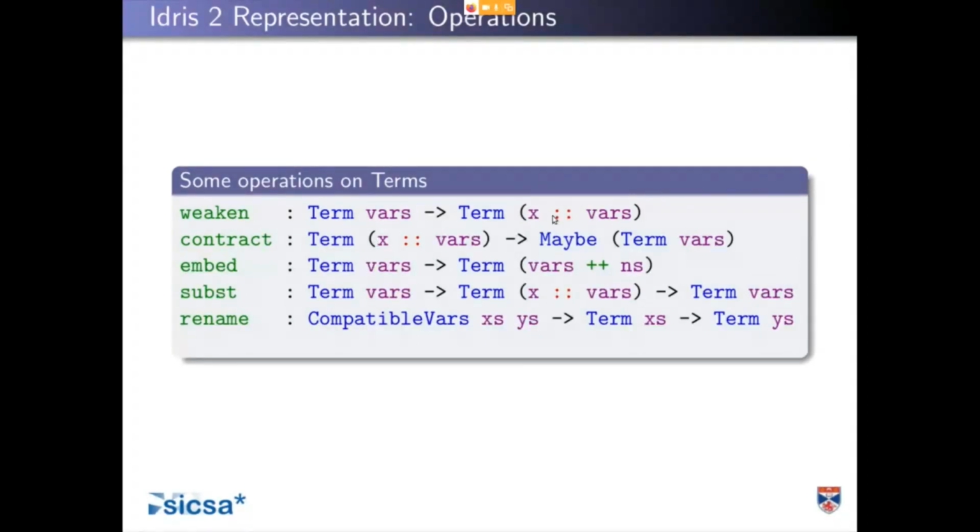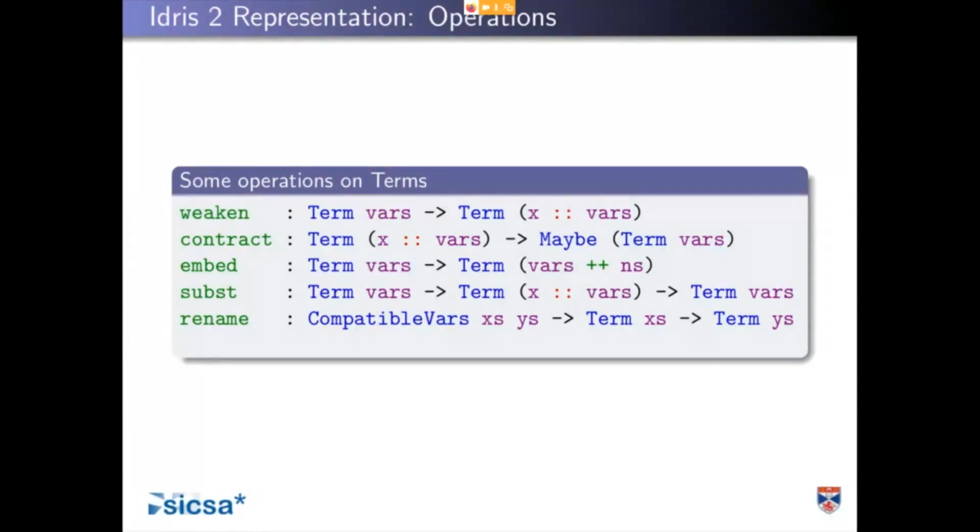So weaken is something that will add a new variable. Contract is something that, given a term that has at least one variable, will try to return a term that doesn't have that variable. So if this variable is used within the term, then it won't be able to do it, otherwise it will. So embed is something that we sometimes need to use if we're using an expression in a bigger context.